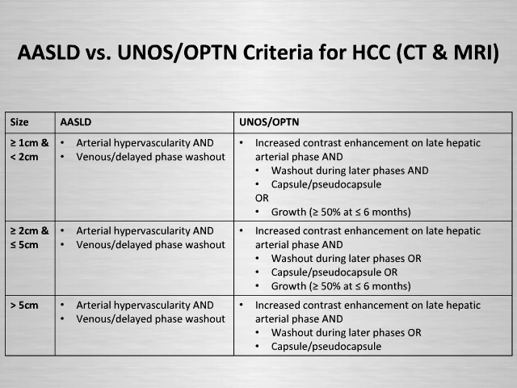So let's look at these criteria. Both of these are criteria that are used to establish the diagnosis of HCC. The first thing to notice, so the AASLD criteria are listed here, and the UNOS criteria are listed here. Notice that the AASLD criteria are exactly the same, regardless of whether the lesion in question is between 1 and 2 centimeters, between 2 and 5, or greater than 5. The criteria are exactly the same. The UNOS criteria are different. The criteria are different if the lesion is between 1 and 2, different if it's between 2 and 5, and different again if it's larger than 5.